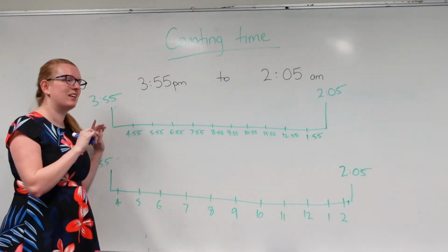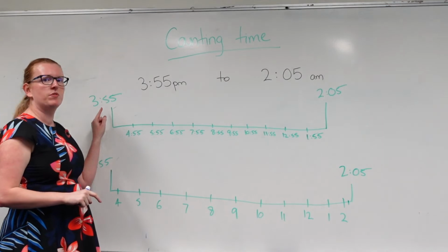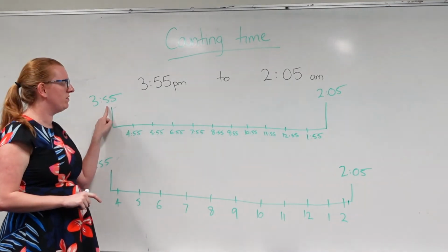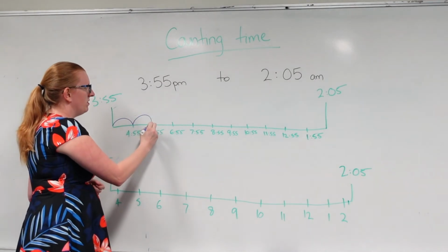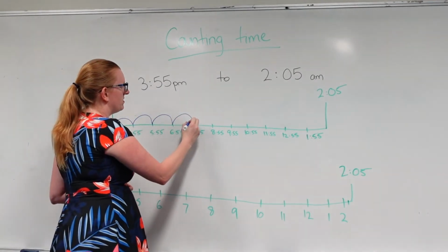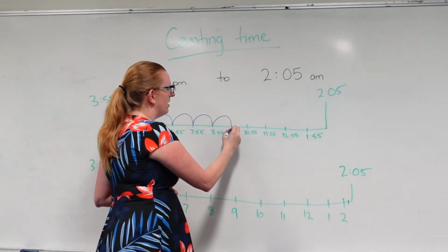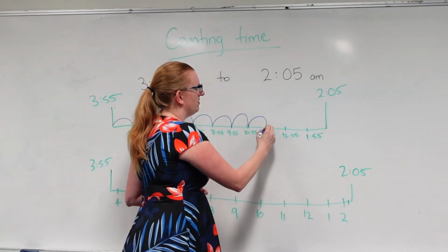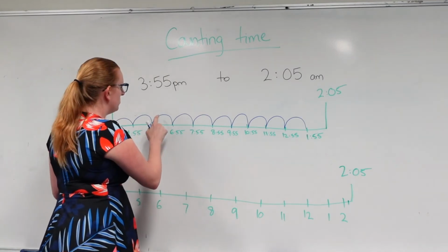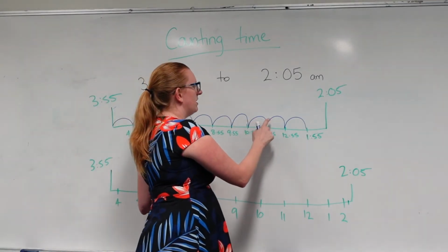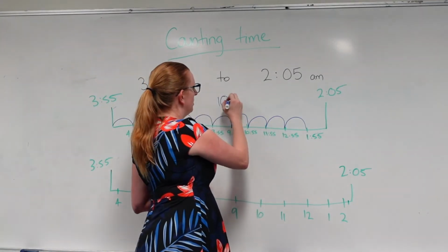Basically, we're going to count the hours. So we're going to go from 3:55 to then 4:55, so that's 1 hour, 5:55, 6:55, 7:55, 8:55, 9:55, 10:55, 11:55, 12:55, and 1:55. So that's 1, 2, 3, 4, 5, 6, 7, 8, 9, 10 hours.